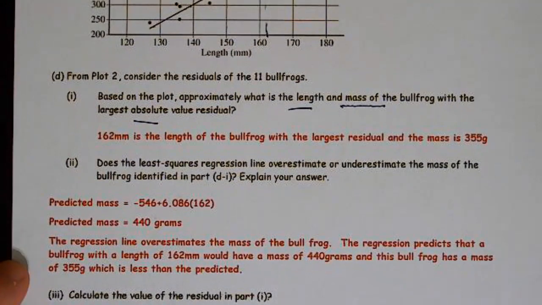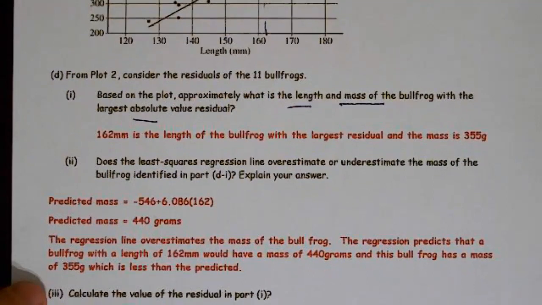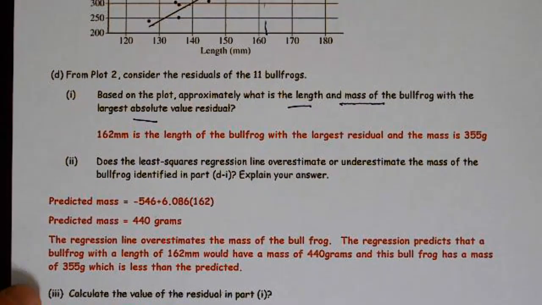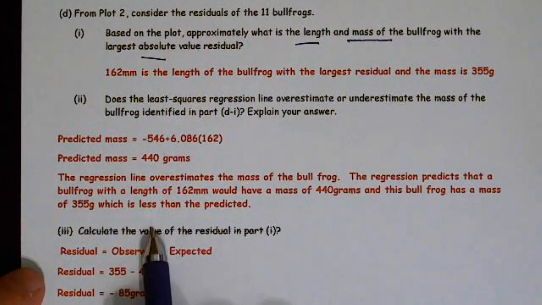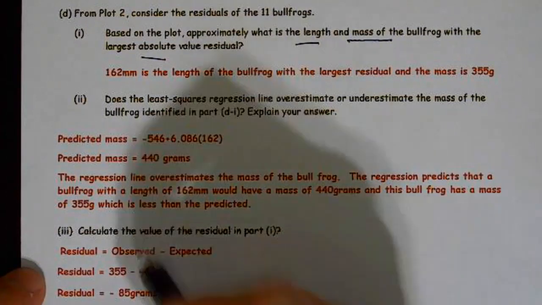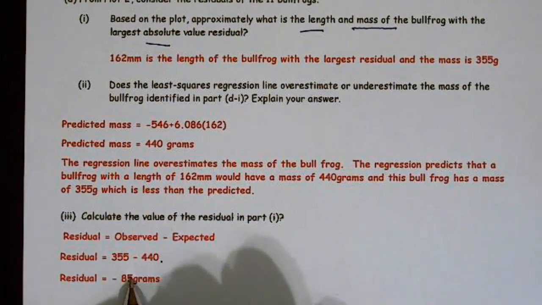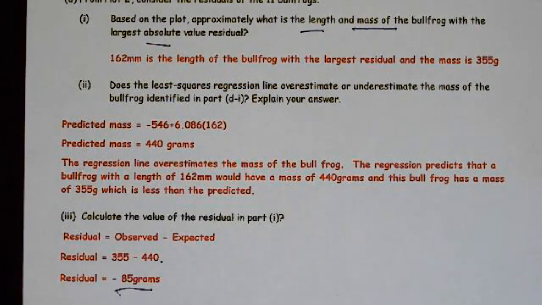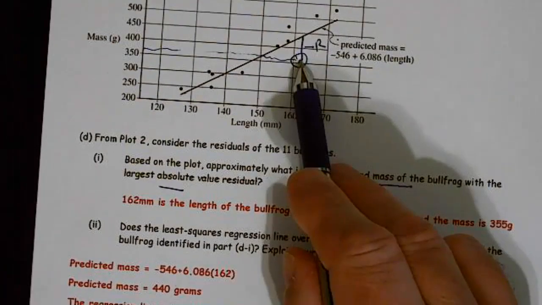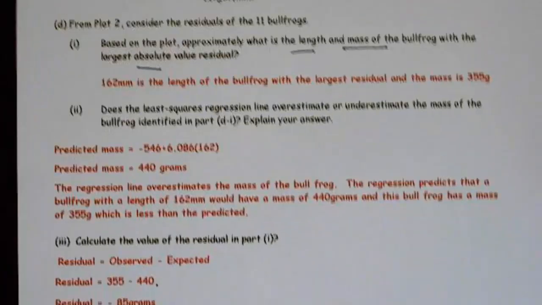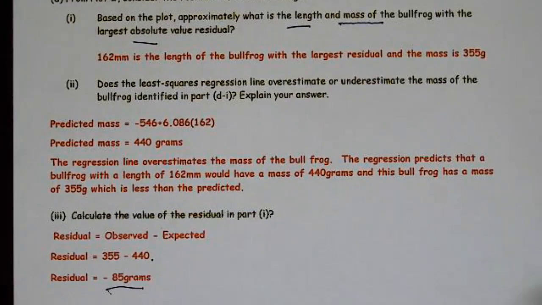The next thing was not a question that they asked, but I put it there: calculate the value of the residual. Remember, residual equals observed minus expected. We observed it to be 355. I plugged into the equation and got 440. So I ended up getting a negative residual. And guess what? Negative means it's below the line. Sure enough, we're below the line, and we overestimated the mass of that bullfrog. All right, this concludes statistical inferences.